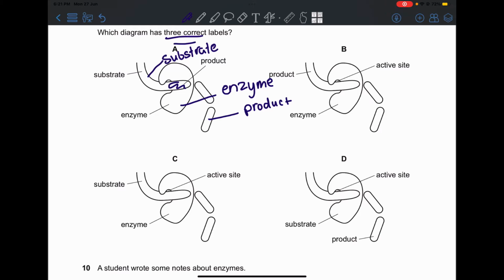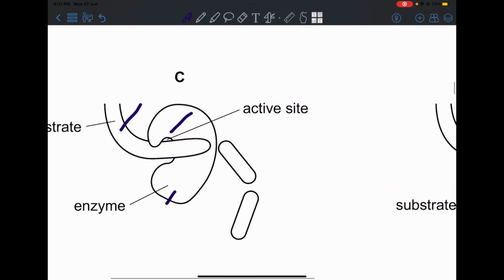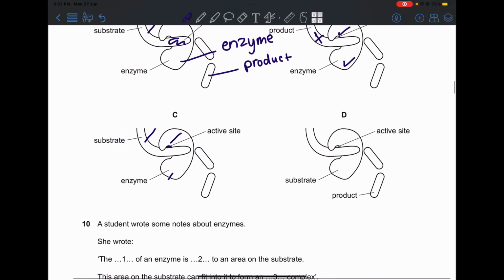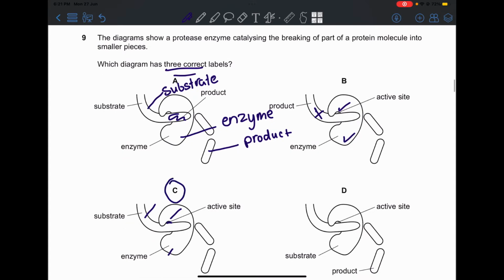Now B, this is not the product again, and this is the active site, which is correct. This is the enzyme, which is correct. But there are, of course, here 2 correct labels, and they're asking about 3. So, of course, B will not work. C, substrate. And here is the active site, and here is the enzyme. Of course, this is correct because we know the active site is in this part over here that I have shaded. So actually, these are correct labels. There are 3 correct labels in this one. So our answer is going to be C.